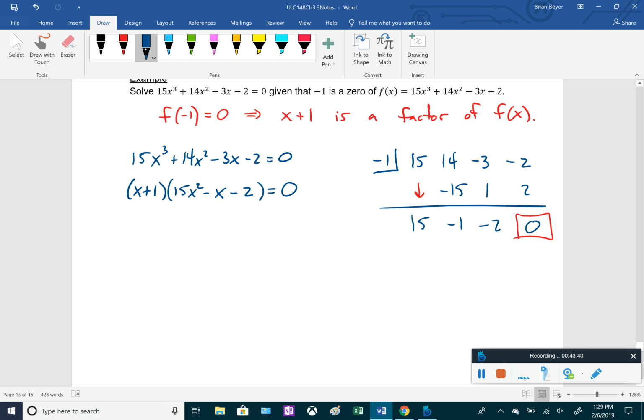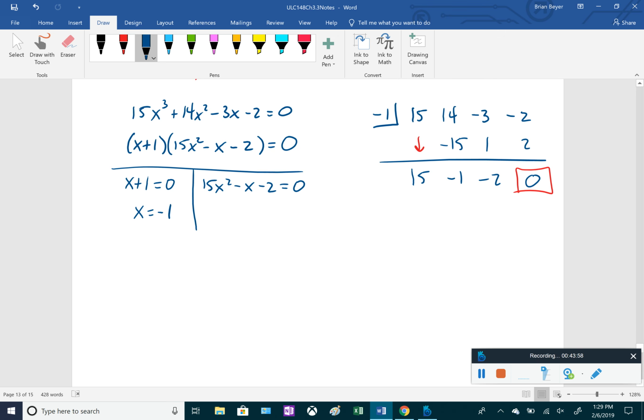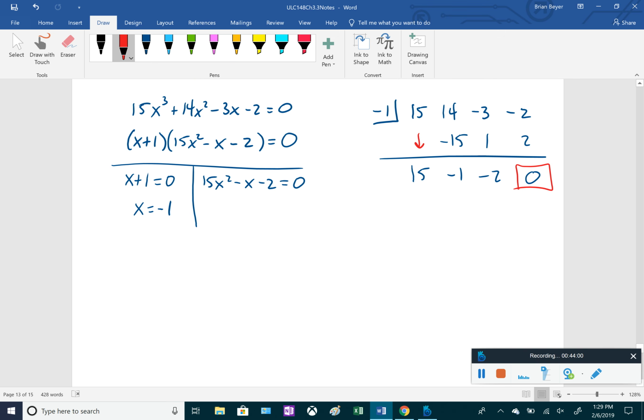Now, this does not factor, unfortunately. So what I'm going to do is set this equal to 0. We get x equals negative 1, which we already knew because it was told to us. For this quadratic equal to 0, we're actually going to need the quadratic formula. So setting this up, I'll do it over here. Quadratic formula is x equals negative b plus or minus square root b squared minus 4ac, all over 2 times a.